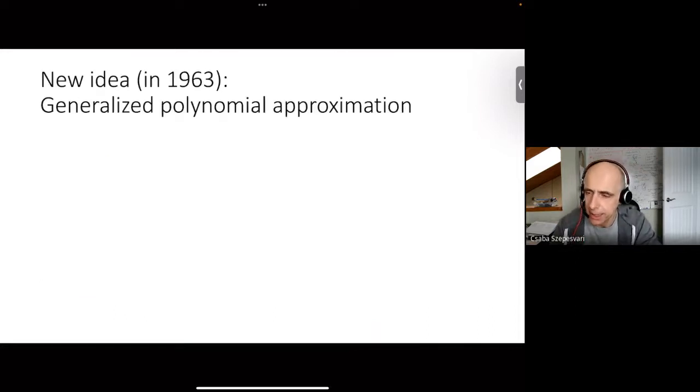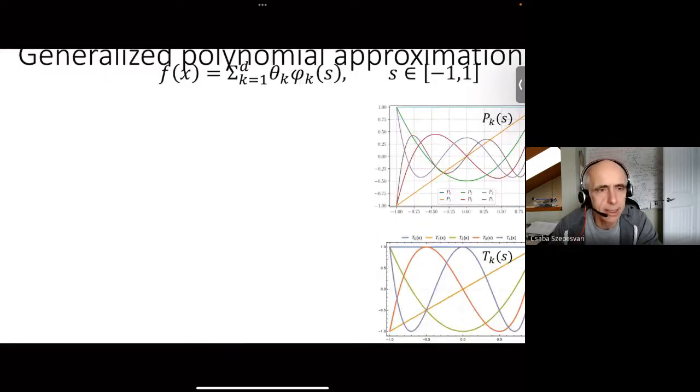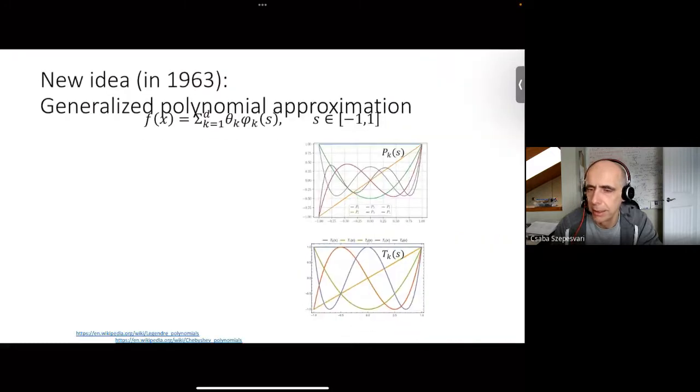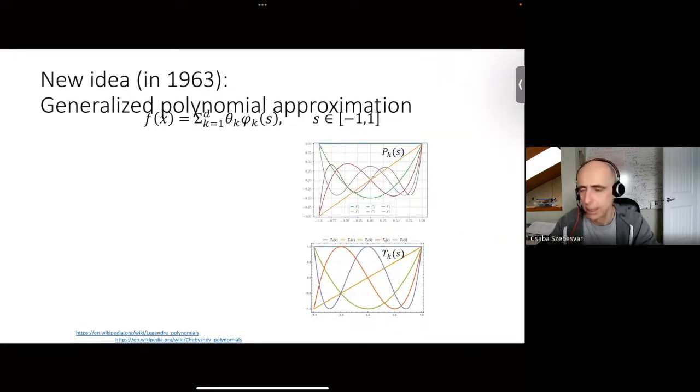So the new idea in 1963 was to get away from discretization. So how do we get away from discretization? I don't know what happened to my slides. These were supposed to be nicer. You will soon see once the slide updates that. Anyway, so this was not supposed to run into each other.